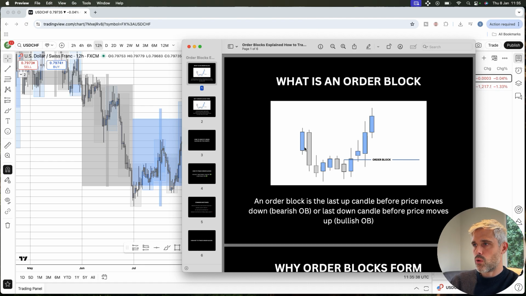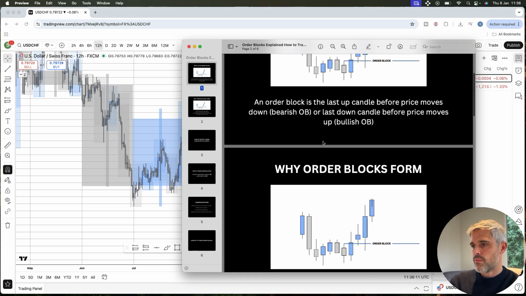So order blocks are essentially blocks of price that you can visualize as a candlestick on a chart, and it's as simple as that. The last up candle before a down move, the last down candle before an up move. Very simple. This can be expanded somewhat, where you can look at a series of candles that create a zone of resistance or support, which make up more than one order block. But the way that we're going to treat this today, the order block is that last candle.